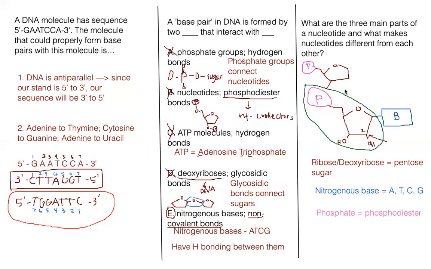What's different is the base. So I'm going to write that in maroon again, but I'm going to write it up here. So the bases make nucleotides different, if you wanted to classify them as that, just because they kind of determine what's going to happen, right? An adenine is different from a thymine, not only because adenine is a purine and thymine is a pyrimidine, but also because of the properties of how many hydrogen bonds you're going to form, or things of that nature.